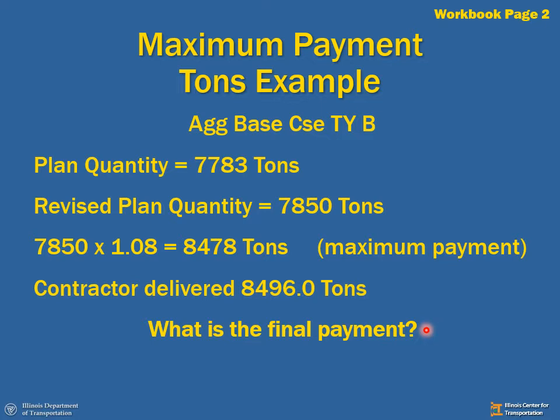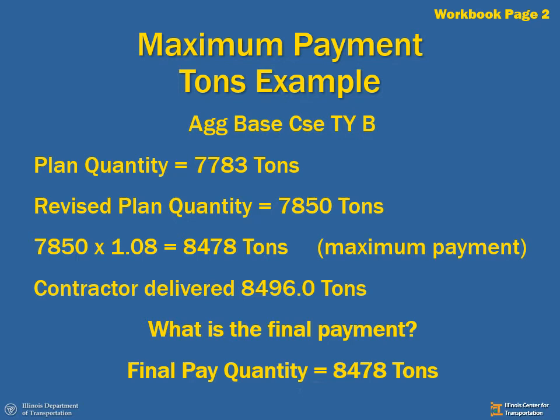Give you a minute. The final pay quantity would be 8,478 tons. When we're evaluating max pay, we're looking at our max pay number versus what was delivered, and we always pay the smaller amount. I cannot pay more than the max, so if the contractor brings me more than maximum, that's my cap by maximum payment.